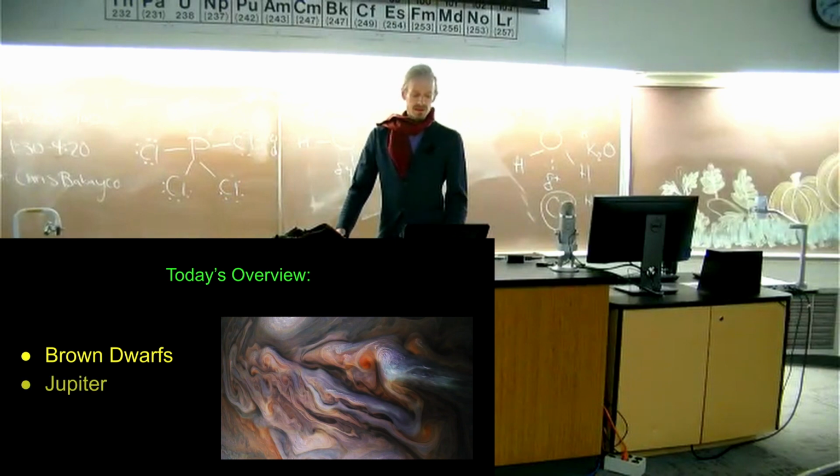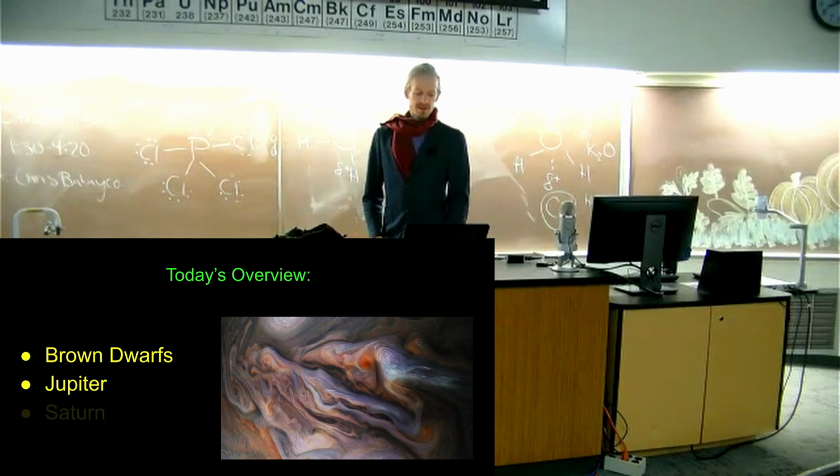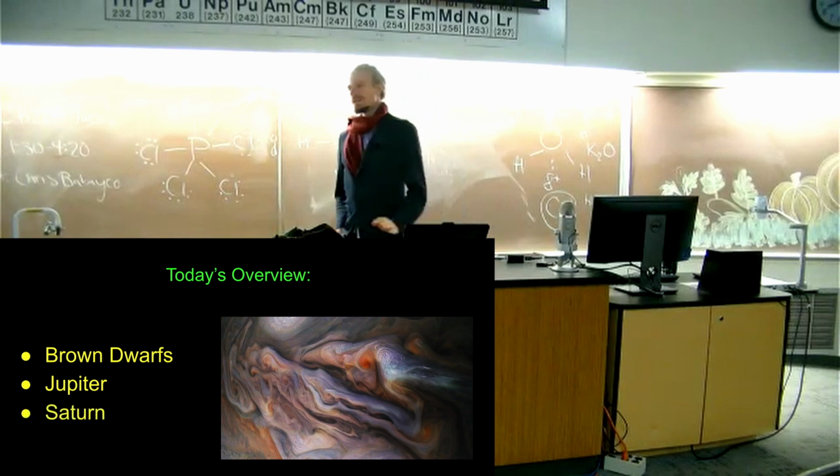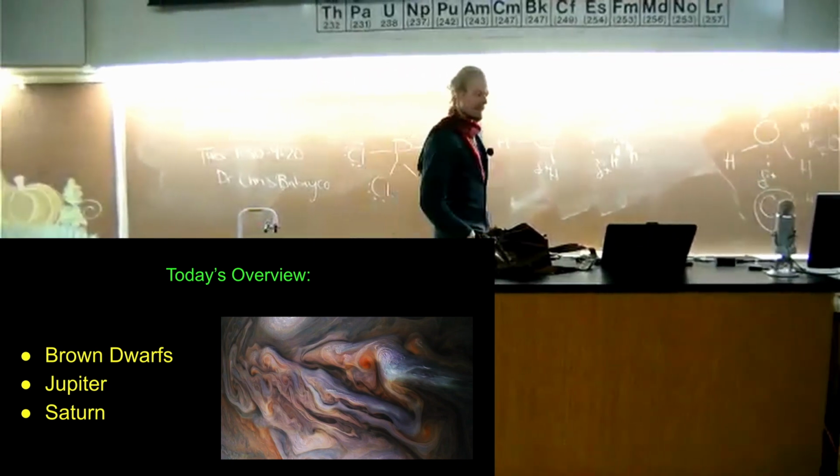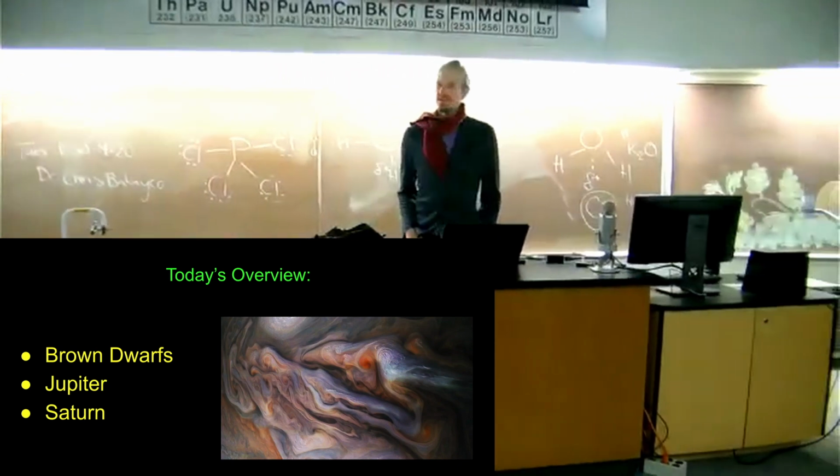So in order to do that, we're going to make it through brown dwarfs, and then we're going to talk about Jupiter and Saturn, and hopefully we'll make it through all of that so that next time we can do the ice giants, which are an interesting twist on the same story.